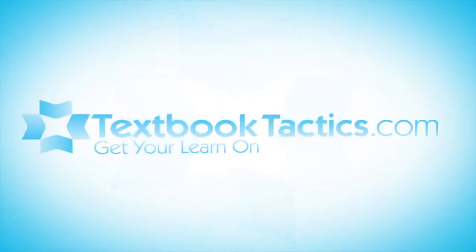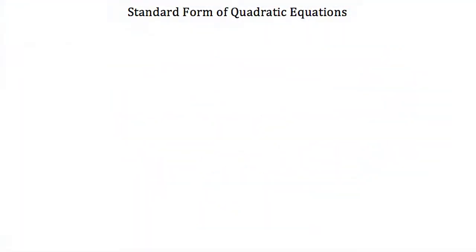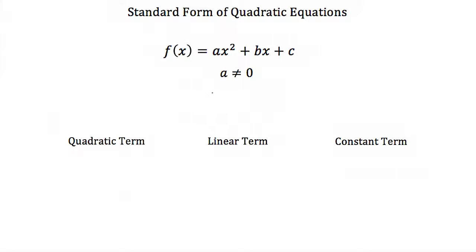This is a tutorial on the standard form of quadratic equations. A quadratic equation is just an equation that we can write in this form. Here we have ax squared plus bx plus c, where a and b are just coefficients and c is a constant term. So these are just numbers. And notice that a cannot equal 0. So a quadratic equation then is just an equation with this square term on it.